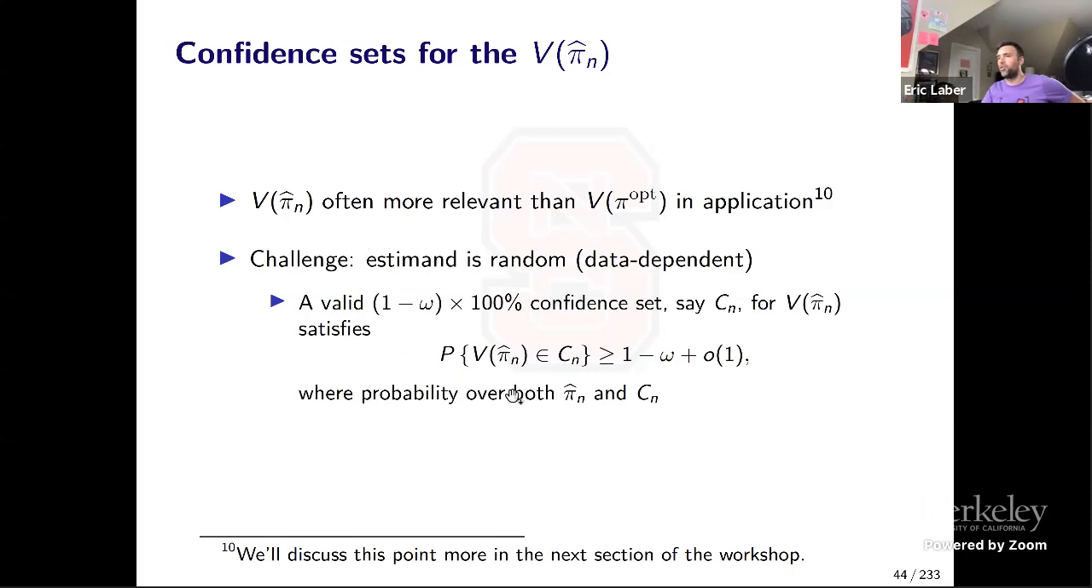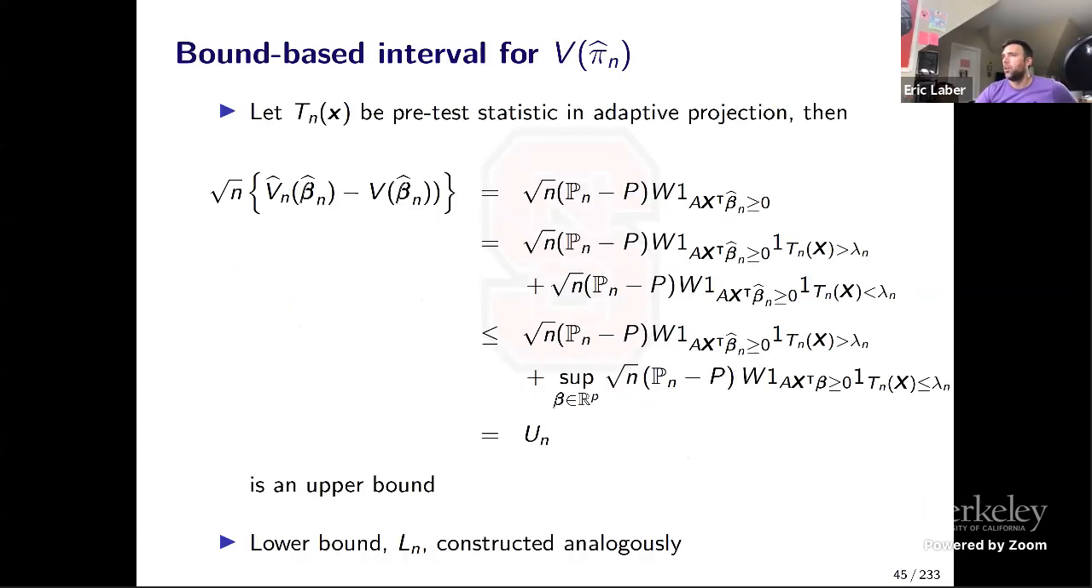In the paper that this is all drawn from, we also show conditional coverage given pi hat, but I'm not going to talk about that today. Okay, so how do we construct a bound for this?